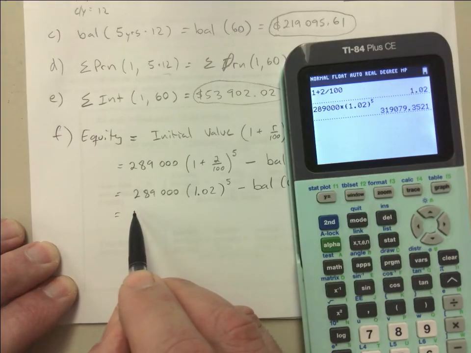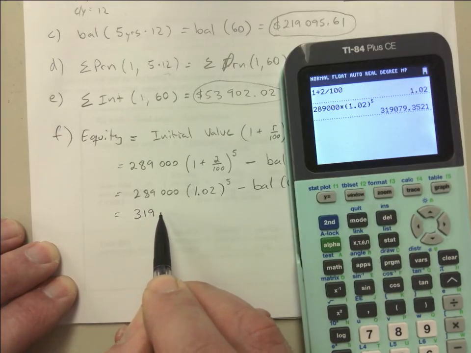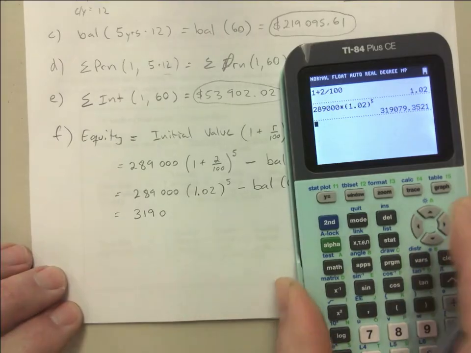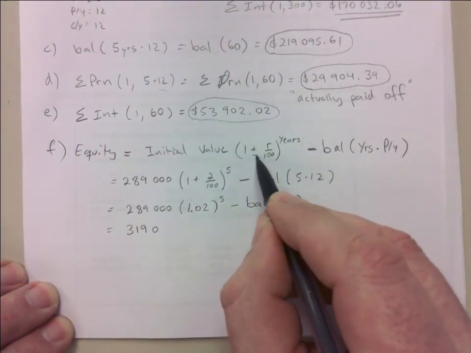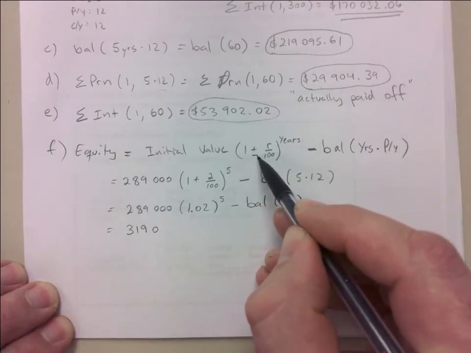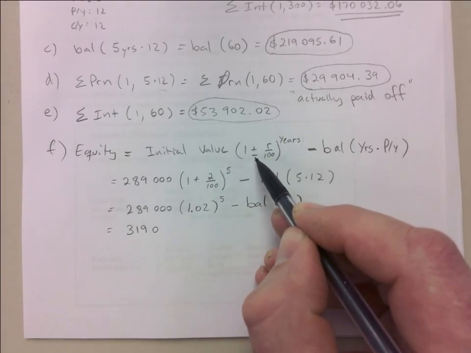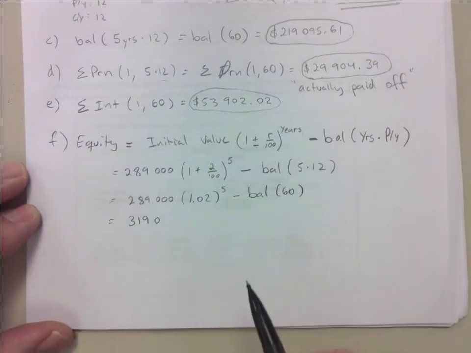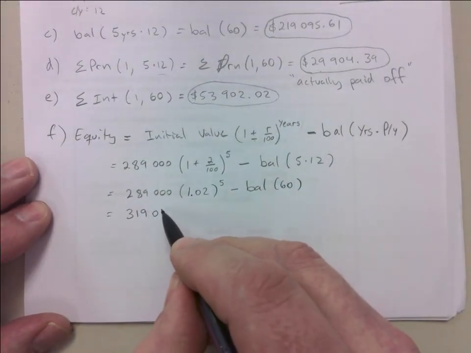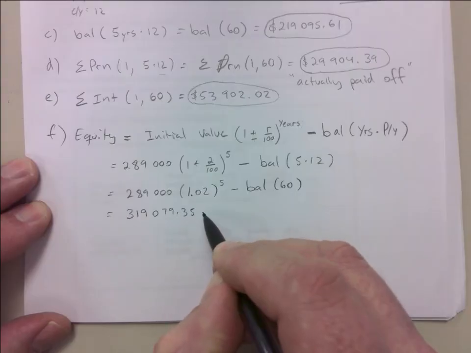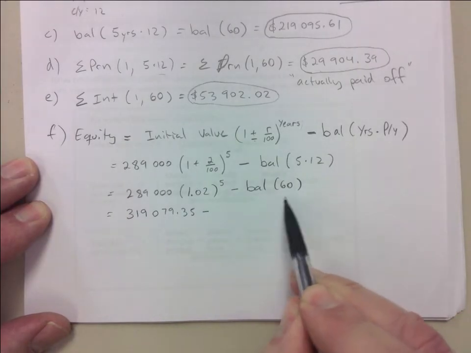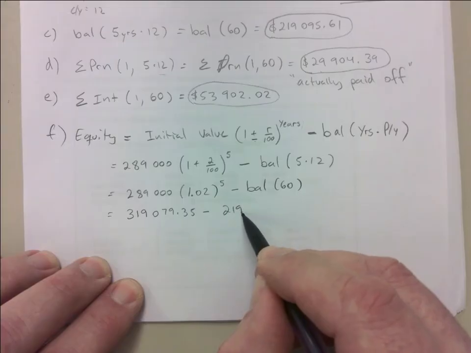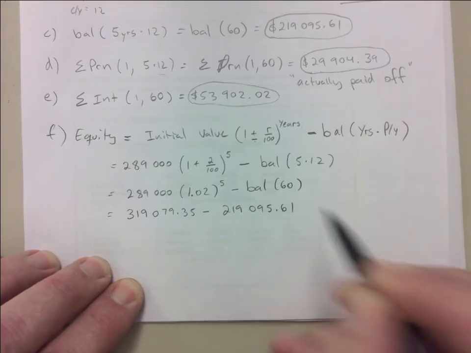So your house in 5 years will have increased. In this case, it says appreciates, right? If it says depreciates, I should be careful here. I give you plus or minus, right? Plus if it appreciates, minus if it depreciates. So you got to watch out for the wording. So it's 319,079.35 minus, I already figured out balance of 60 in part C. So this is 219,095.61.